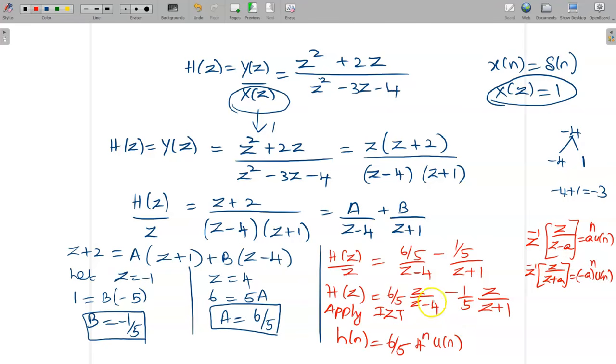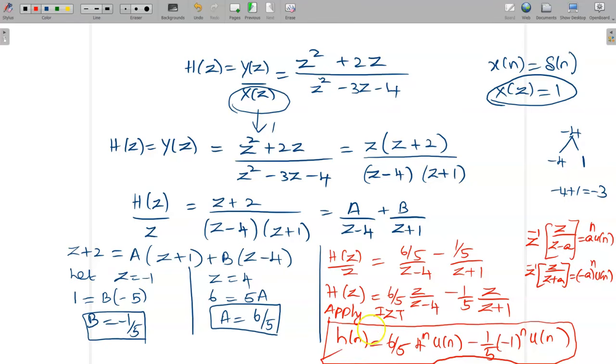So, instead of a I have 4 here. So, 4 power n u of n minus 1 by 5 z by z plus 1. Okay. So, it is minus 1 the whole power n u of n. Okay. So, this is the impulse response for the given difference equation. Okay. So, 6 by 5 4 power n u of n minus 1 by 5 minus 1 the whole power n u of n. Okay.